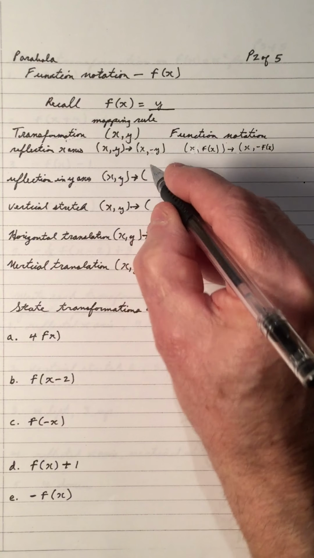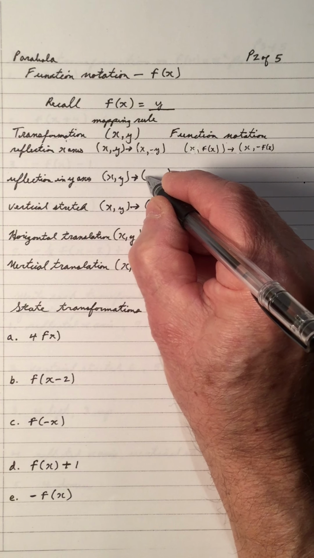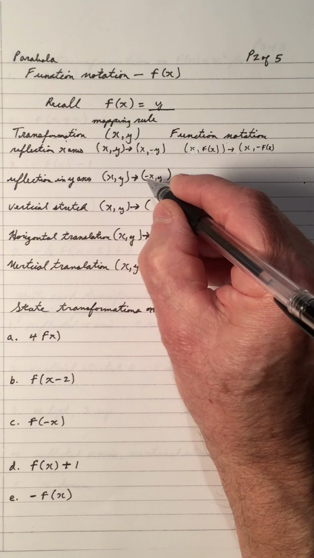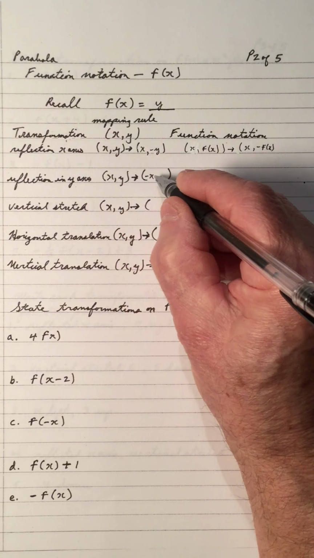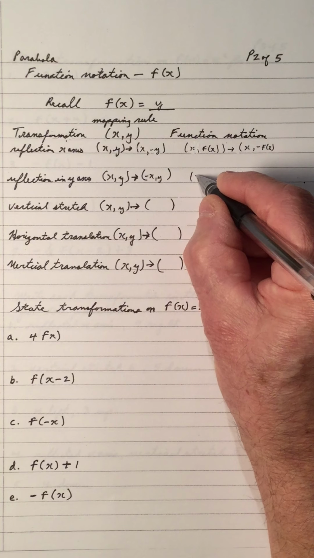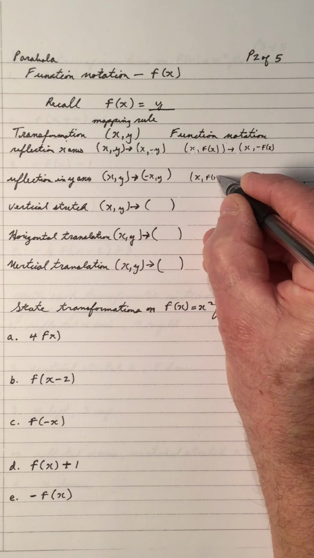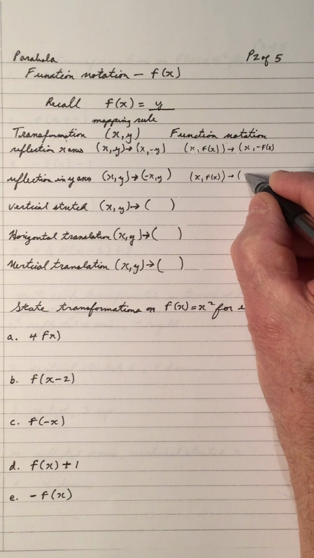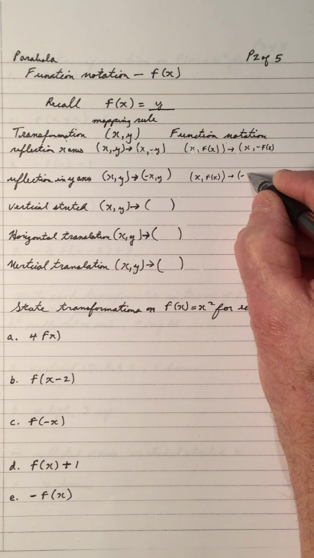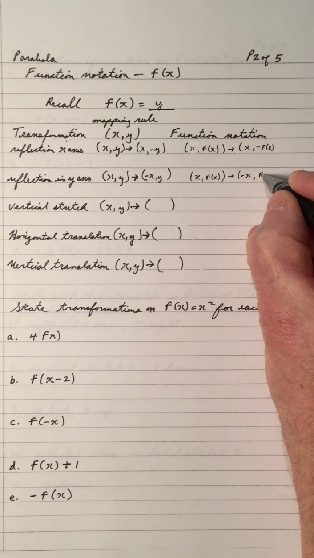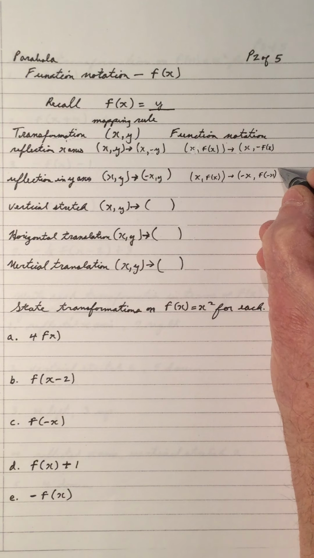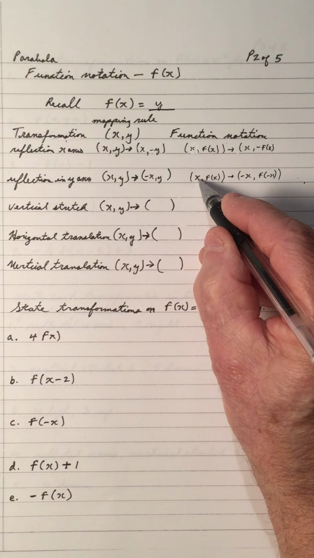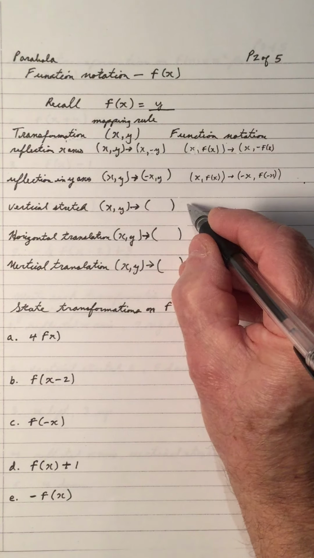A reflection in the y-axis: if you reflect in the y-axis, you're changing the x to a negative x. When you reflect in the y, you're going across and you change the x to a negative x. And the mapping rule is x, comma, f of x. Remember, the f of x is the y. And we're changing the x, so it's negative x to f of negative x. So notice we change the x to negative x, so negative x goes here and negative x goes here.